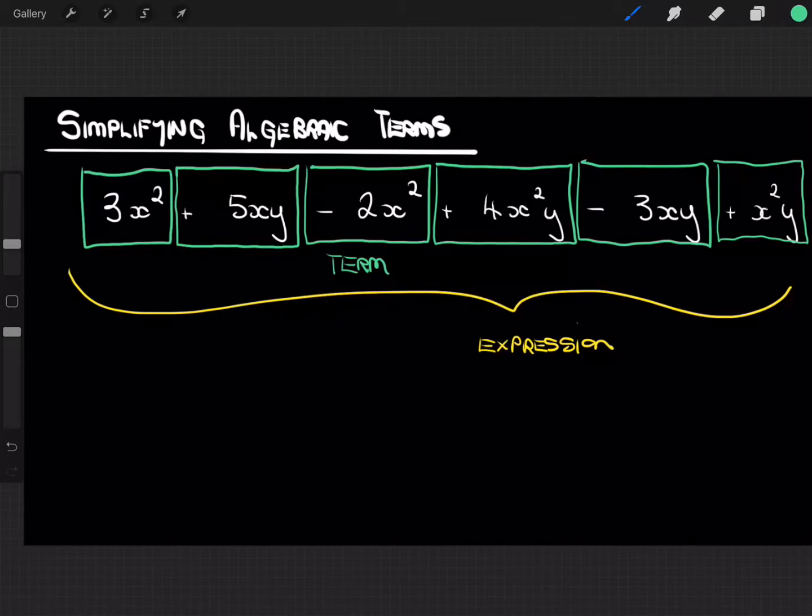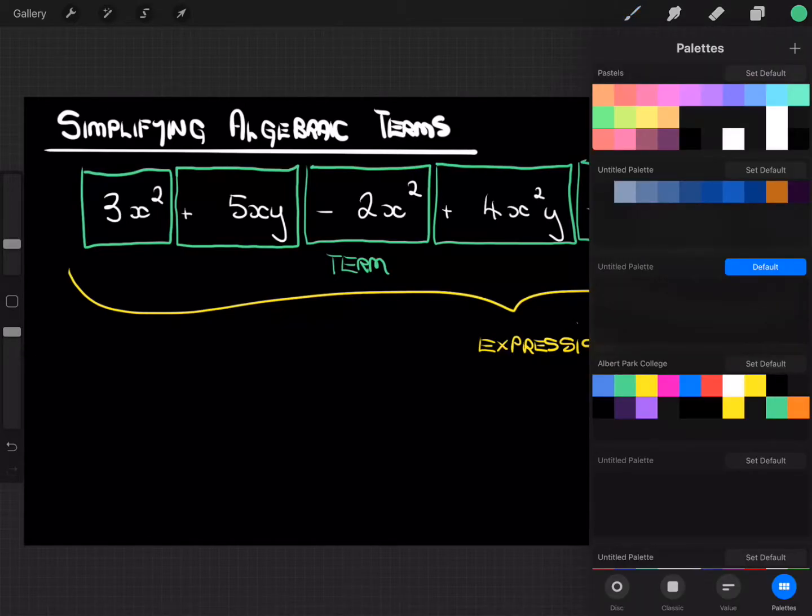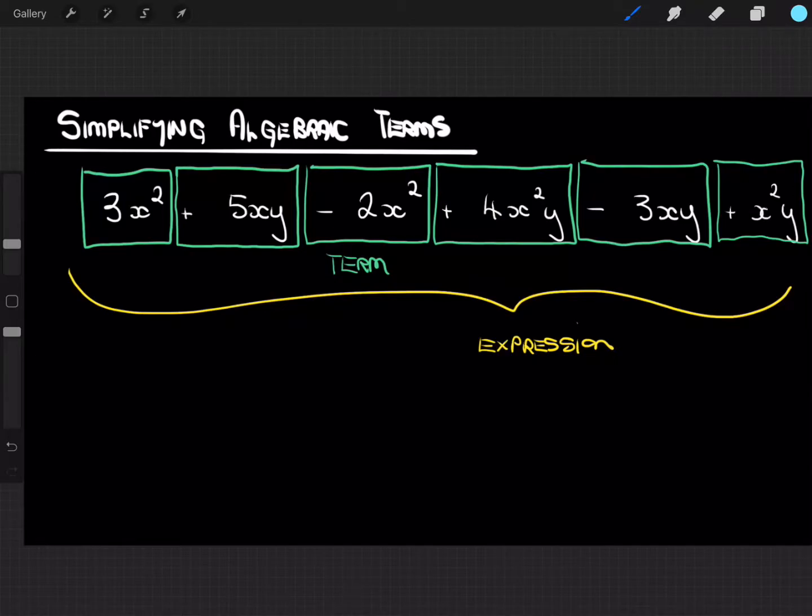Now, you'll notice that each term consists of a numerical part and a letter part. So just to perhaps ask you to think back to your earlier mathematics, the letter part, in this case here, that's called a pronumeral. So x is a pronumeral. Y is also a pronumeral. And there are no other pronumerals in the expression. It's made up simply of x's and y's.